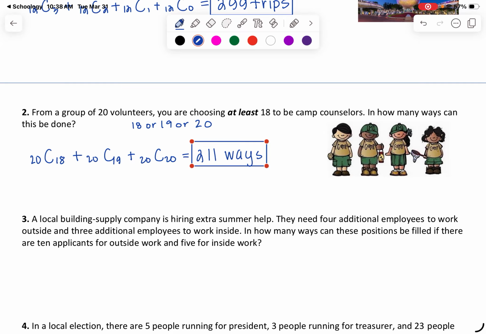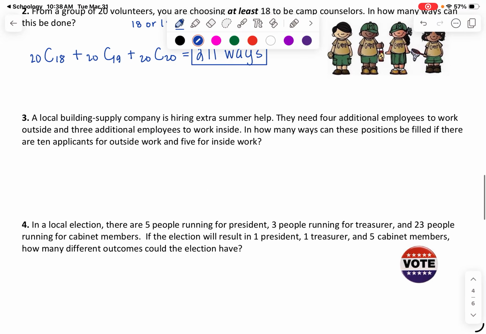Okay. So once again, if you think about the broad idea of this, that there's 20 people in a group, you're going to either choose 18, 19, or 20 of them to be counselors. If you're choosing 18, that's going to give you a certain amount of different ways. That's the 20 choose 18. But then, or I can choose 19 or I can choose 20.